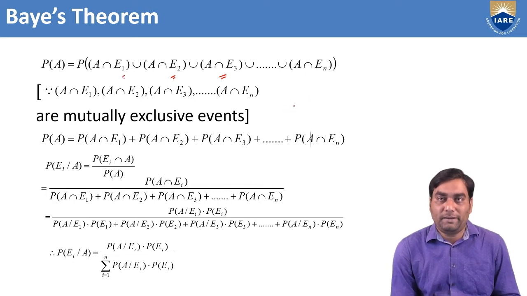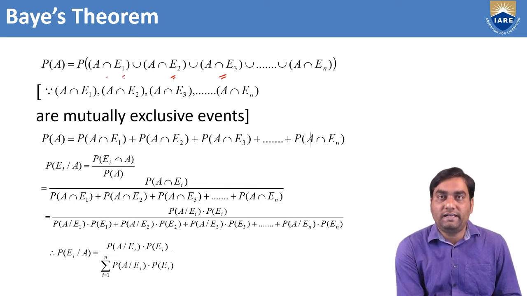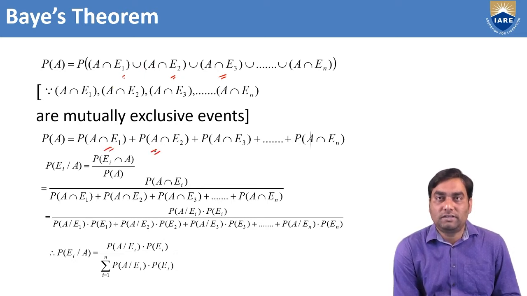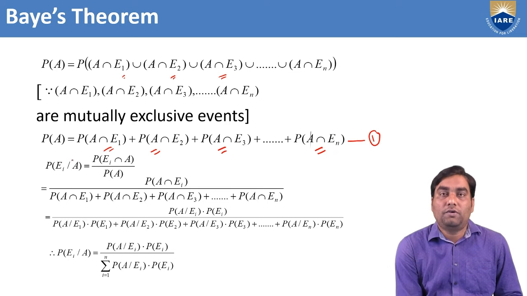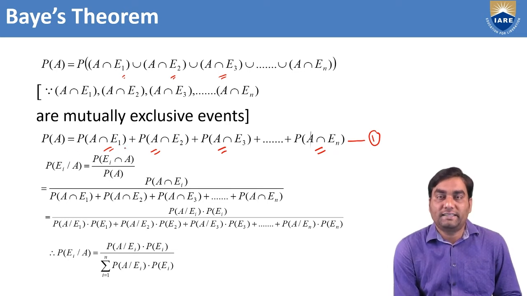Then we can separate with plus. So P of A intersection E1 union A intersection E2 equals P of A intersection E1 plus P of A intersection E2 plus P of A intersection E3 and so on, because they are mutually exclusive events. Assume this is 1. So P of A value we got it: P of A intersection E1 plus P of A intersection E2 and so on.